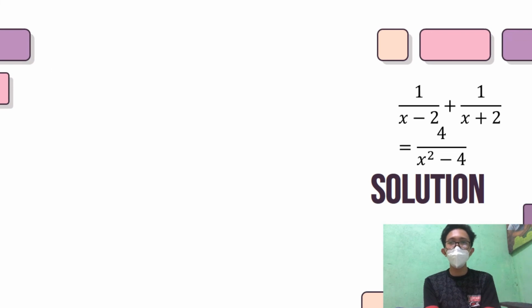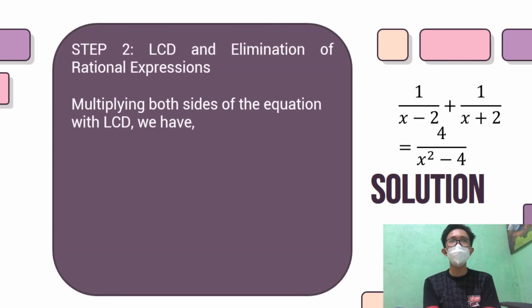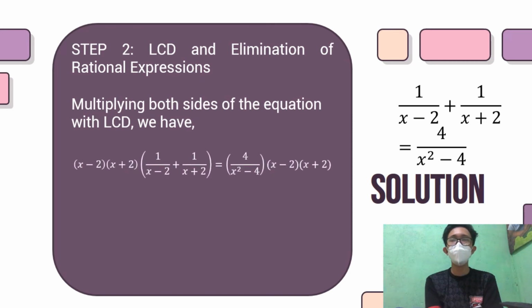To continue with our step 2, we will multiply both sides of the equation by the LCD. So, we have x minus 2 times x plus 2 times 1 over x minus 2 plus 1 over x plus 2 is equal to 4 over x squared minus 4 times x minus 2 times x plus 2. So, we will distribute the LCD on the left side. For the first rational expression, x minus 2 times x plus 2 times 1 over x minus 2, we cancel the x minus 2.